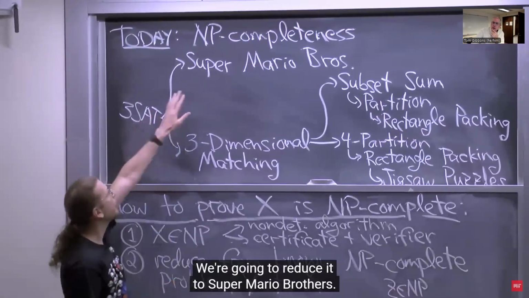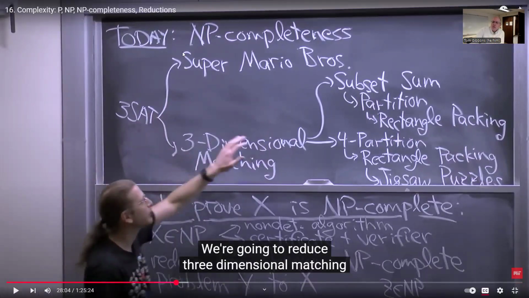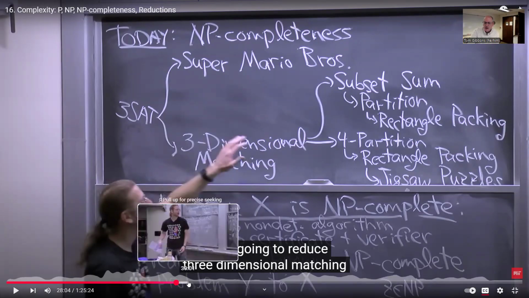We're going to reduce it to Mario Brothers. We're going to reduce it to three-dimensional matching. Okay, and today I'm going to skip over. We're just going to jump to, he's going to talk about 3SAT a little bit more and how there's a long proof that shows how any NP problem, if you can show it is in NP, we can reduce any problem to 3SAT, if we know there's a polynomial time certificate and verifier here. And then we can show lots of things. I'm just going to jump to the Super Mario problem next because I want to get to that.